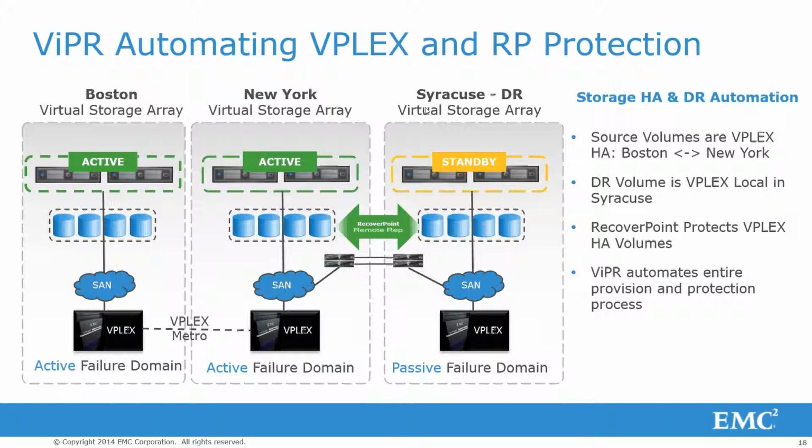In this diagram, we have three data centers: Boston, New York, and Syracuse. Syracuse is acting as our DR site. Boston and New York have a VPLEX metro between them, and any volumes that ViPR creates will be exposed to both data centers. So our demonstration will show how ViPR can create a volume that is exposed to both Boston and New York using VPLEX metro, and also have CRR RecoverPoint protection from New York, which is the second leg of our VPLEX metro configuration, to our DR site in Syracuse.